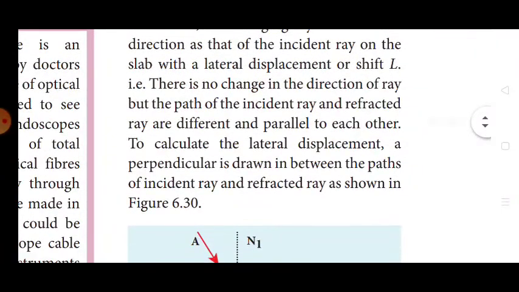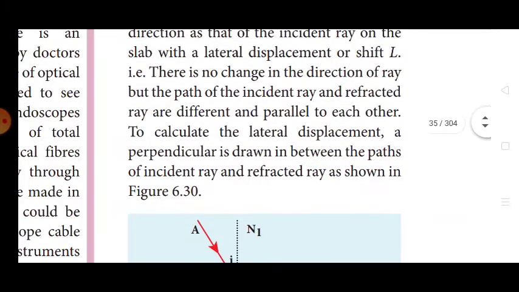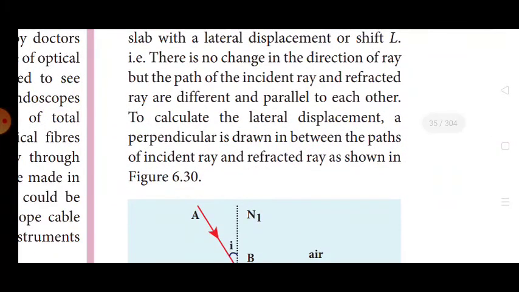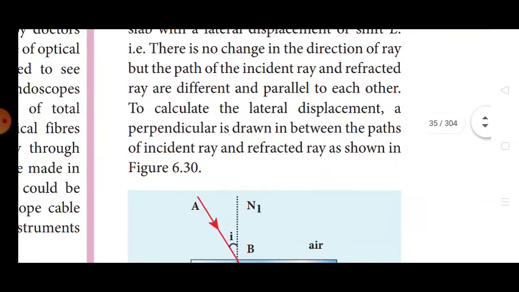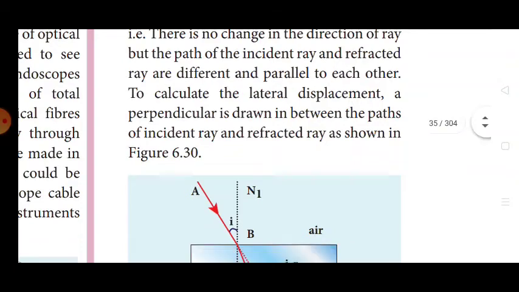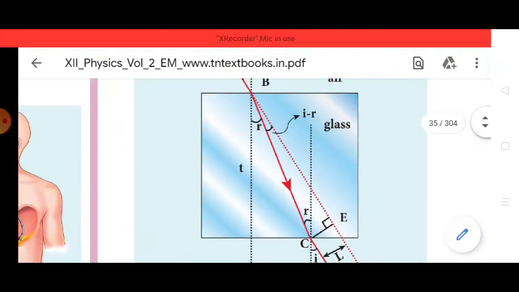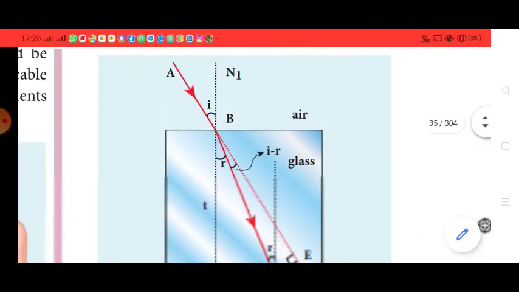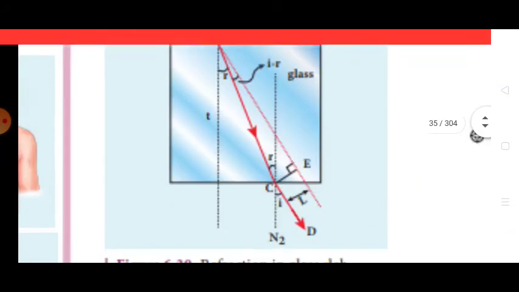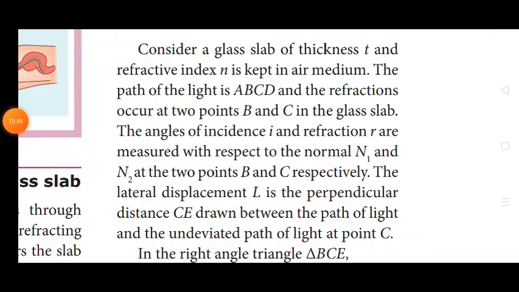That means there is no change in the direction of the ray, but the paths of the incident ray and the refracted ray are different and parallel to each other. To calculate lateral displacement, a perpendicular is drawn between the paths of the incident ray and the refracted ray. So this is the diagram we are going to see, the deviation of light through the glass slab. See clearly. Consider a glass slab of thickness T and refractive index N kept in air medium.